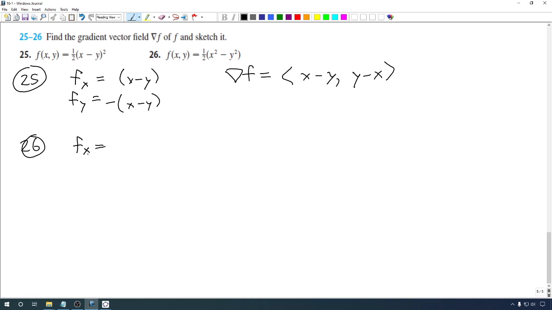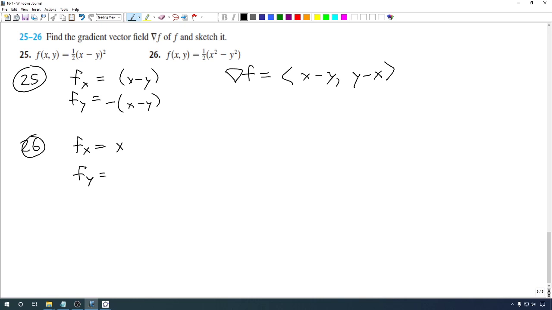Let's look at the derivative of f with respect to x. So this time, we have a 1/2 x squared. When we differentiate that with respect to x, we get, well, 1/2 times 2x, or just x. The 1/2 times minus y squared is nothing, because it doesn't depend on x at all. So f sub x is just x.